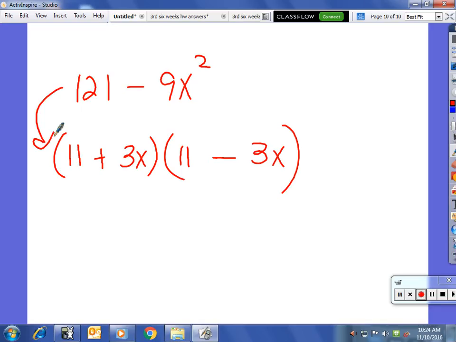No big deal. So guess how long this assignment's going to take you? Yeah, not long at all, especially with that list of perfect squares that I gave you at the beginning. Right?